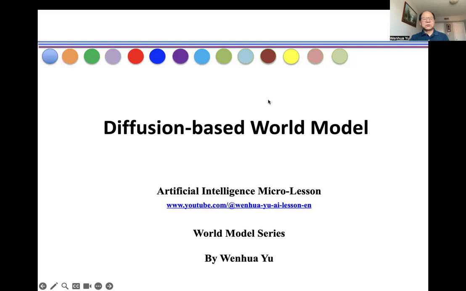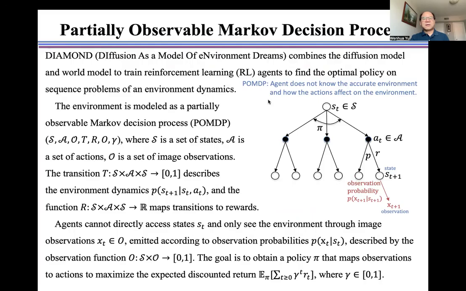In this video, I introduce a diffusion-based world model. DIAMOND combines a diffusion model and a world model to train reinforcement learning agents to find the optimal policy on a sequence of problems of environment dynamics.